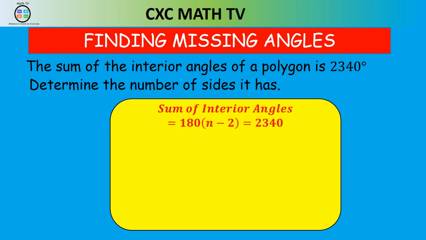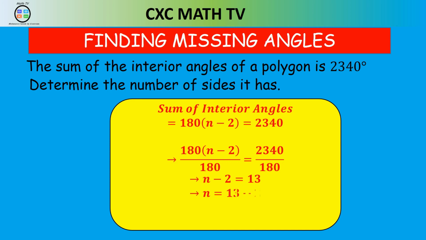So then all we need to do is divide both sides by 180. So we're left with n minus 2 being equal to 2340 divided by 180, which we know is 13. So we go ahead and add 2 to both sides, so n equals 15. So therefore, if it is a polygon with 15 sides, the sum of the interior angles will be 2340 degrees.